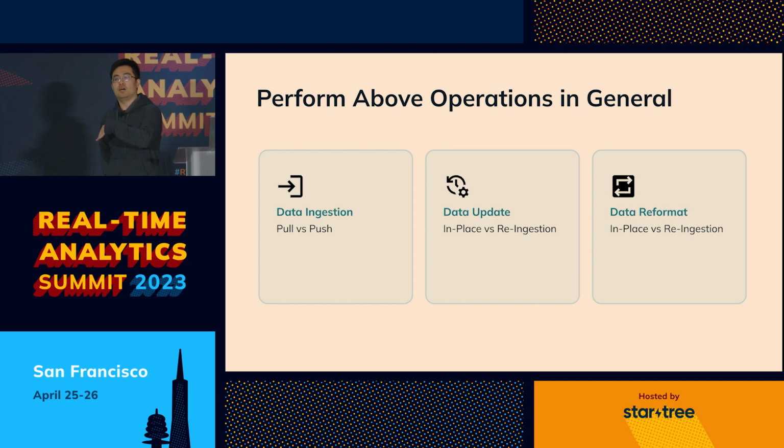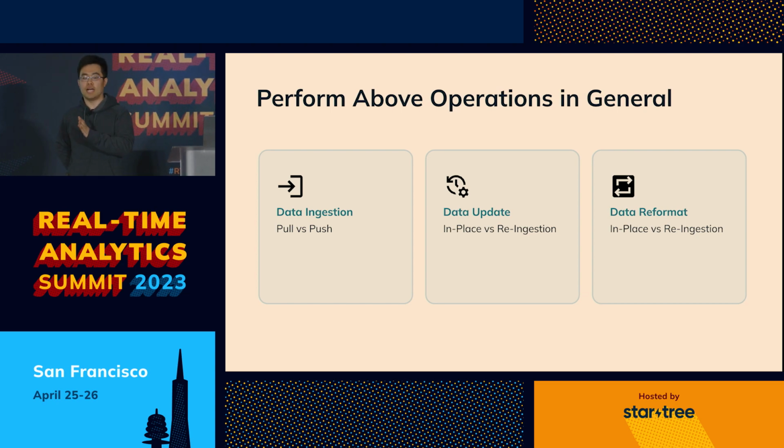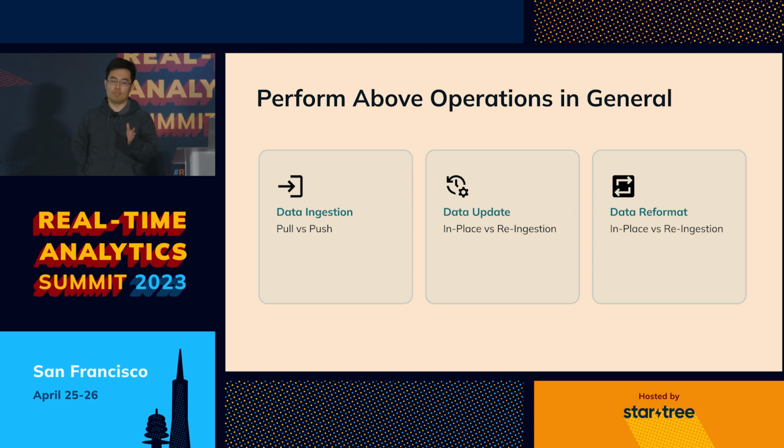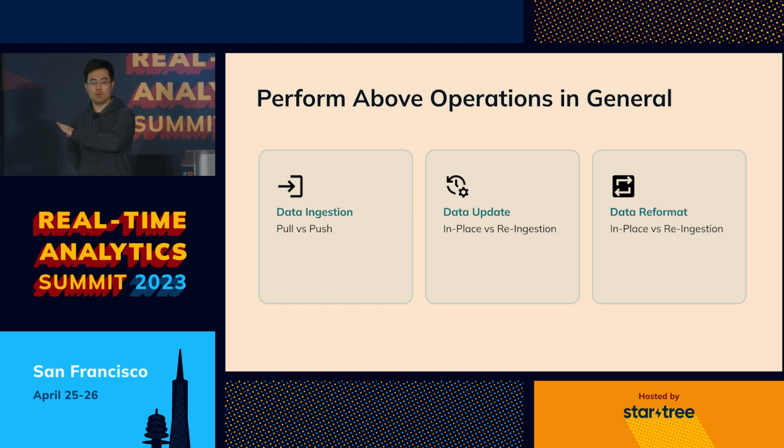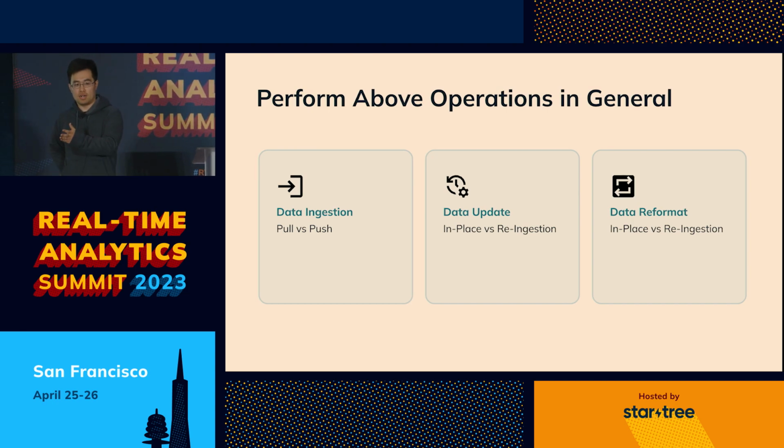So let's jump out of Pinot for a second. How do we perform those operations in general? Let's take a look. For each type of operation, typically there are two ways to achieve the goal: in-place data operation by existing components, or the users build their own pipeline using third-party tools like Spark or Flink or any other tools.